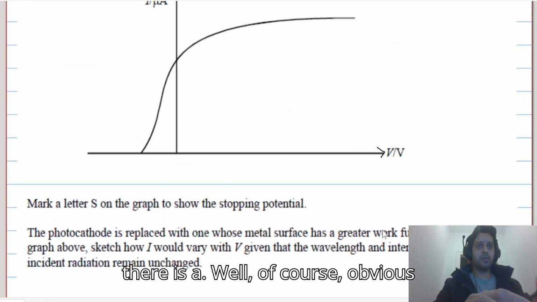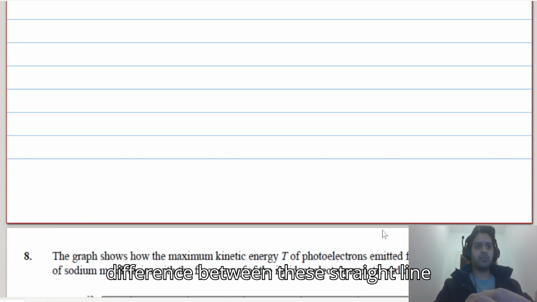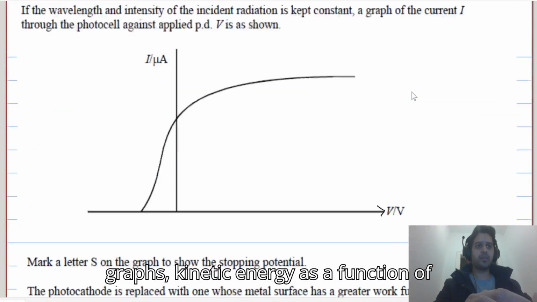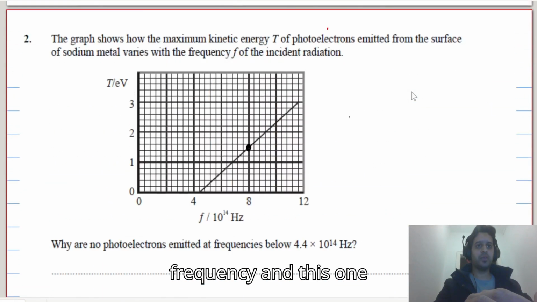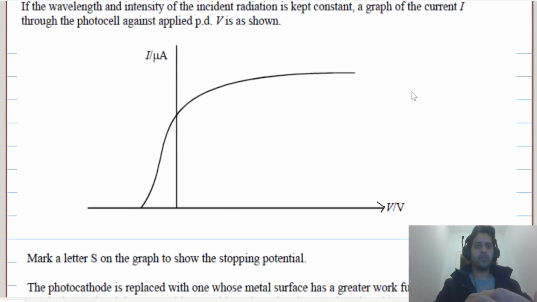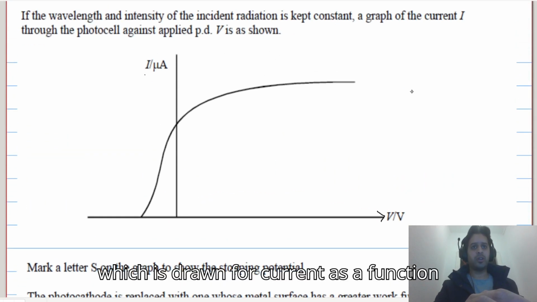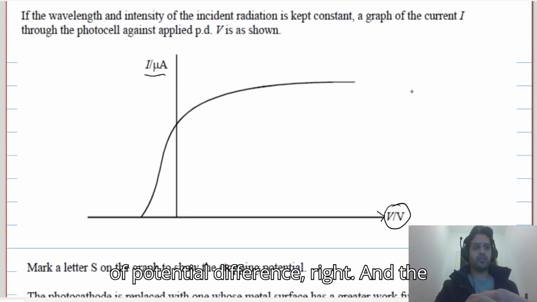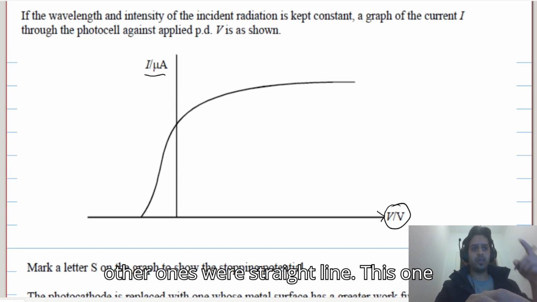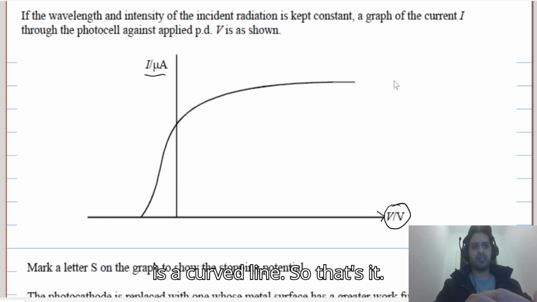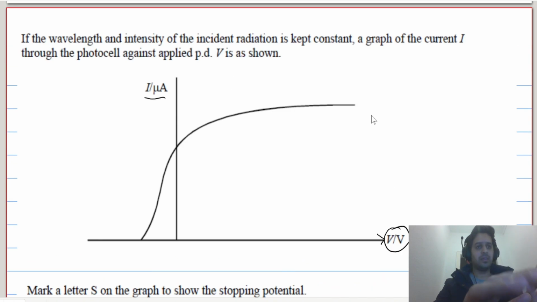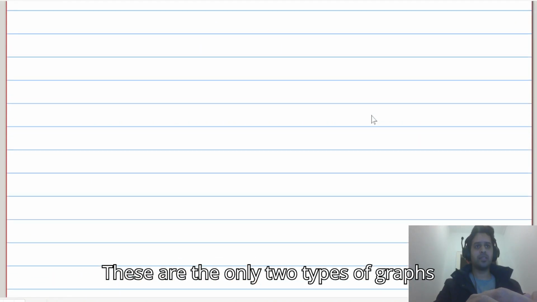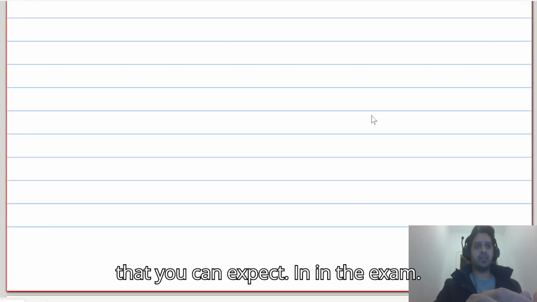Now, there is of course an obvious difference between these straight line graphs, kinetic energy as a function of frequency, and this one, which is drawn for current as a function of potential difference, right? And the other ones were straight line. This one is a curved line. So that's it. These are the only two types of graphs that you can expect in exam.